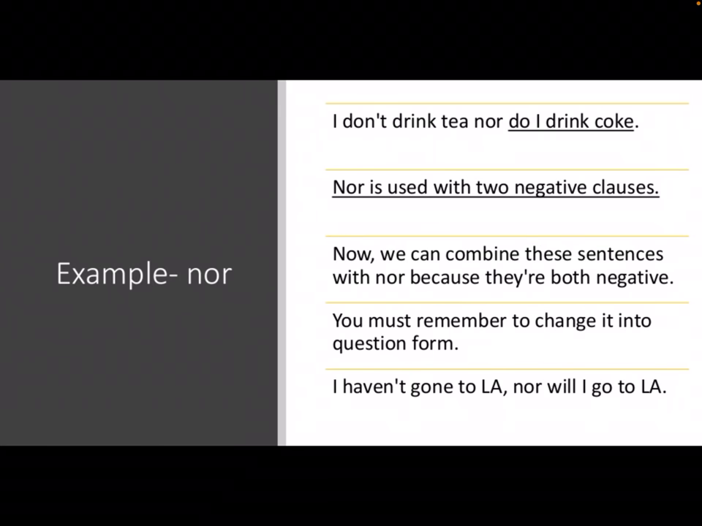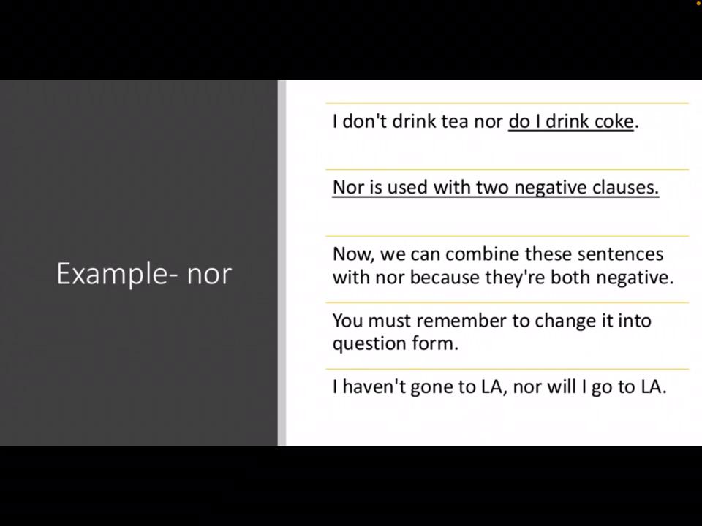Nor. When do we use nor? Let's see the examples. I don't drink tea, nor do I drink Coke or Pepsi. So nor is used with negative sentences, negative clauses. I don't drink tea, nor do I drink Pepsi. Nor means neither. We don't use nor when our sentence is affirmative. We use nor when our sentence is negative.